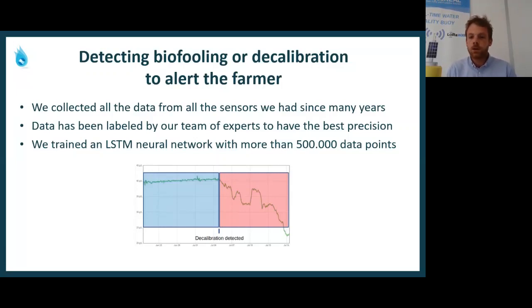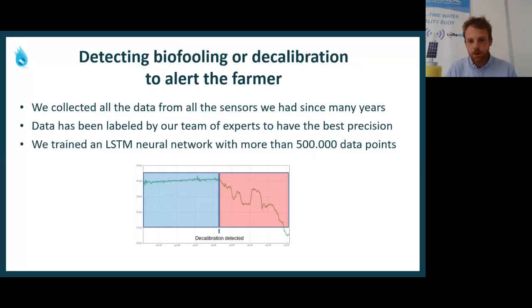We used it to train a neural network, an LSTM to be precise, but I won't go into the technical details right now, but feel free to ask questions after. And thanks to this model, we can see one of the results in the graph on the bottom of the slide. On the left, in the blue area, we have a good measurement with data going normally.